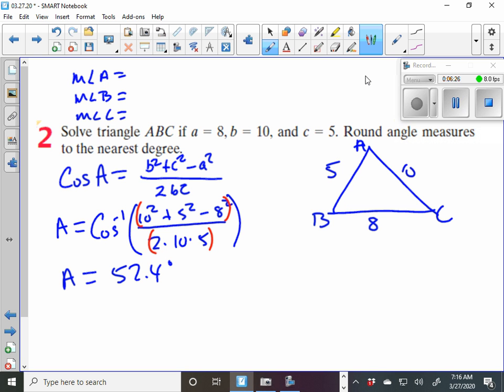Now that you have an angle, A is 52.4. You can now use the law of sines or the law of cosines to continue to solve this. And I'm going to leave that there to keep this video shorter. You don't necessarily need to see that again.